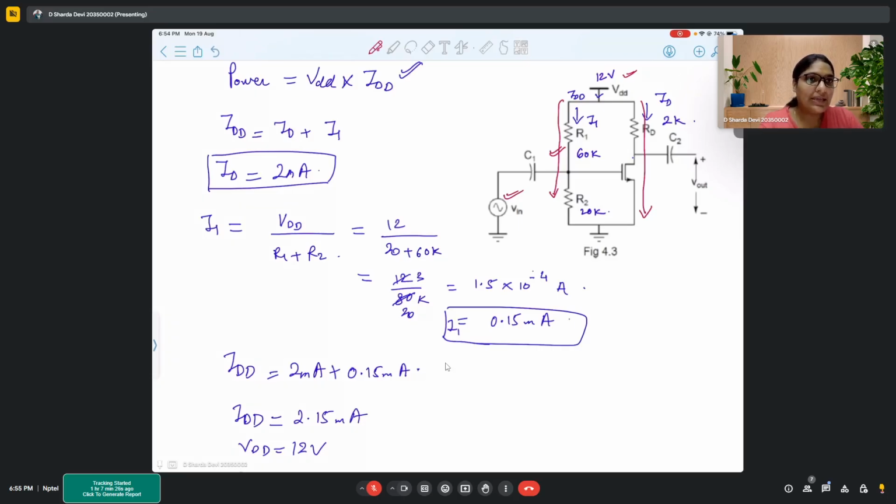But definitely, are there some cases where the signal power is also as important as the supply power? Here supply power is important, but we neglected signal power. Are there cases where signal power becomes important? I mean, no, that is not possible.